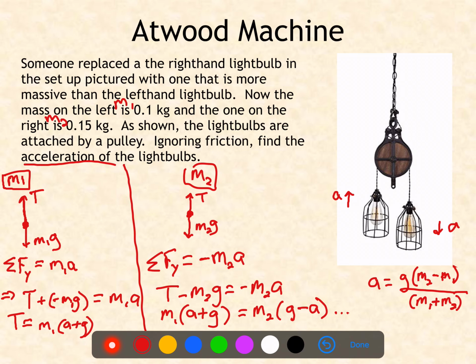When you've done that, now you're in a situation where you can plug in the numbers, because we know what g is, it's 9.8. We know what m1 is, that was given to us, as was m2. And when you punch that into the calculator, you should find an acceleration of 1.96 meters per second squared.